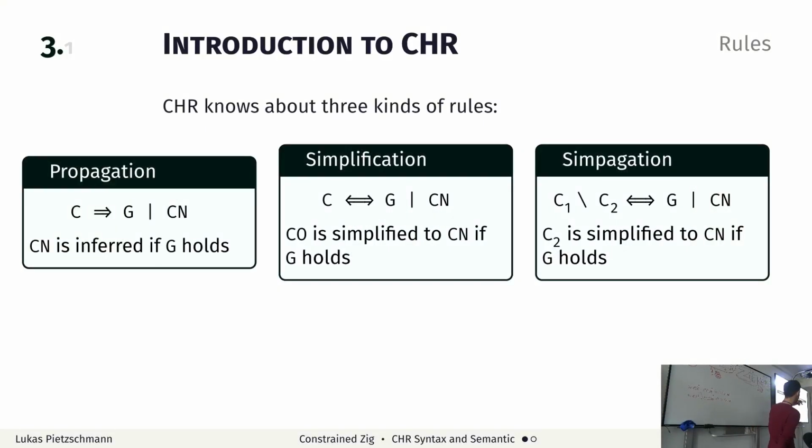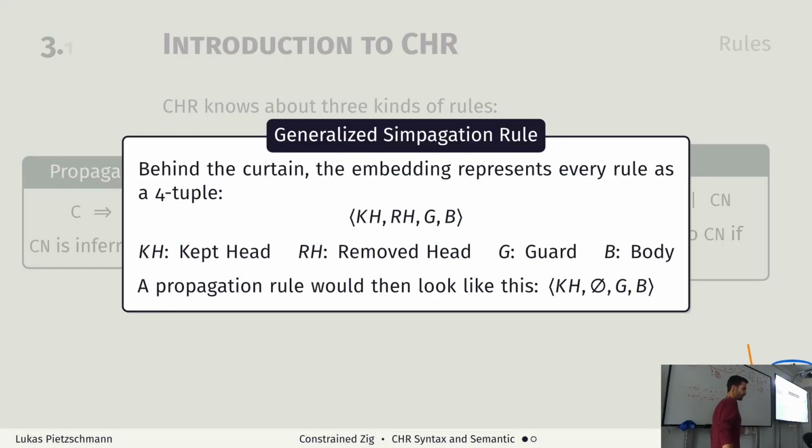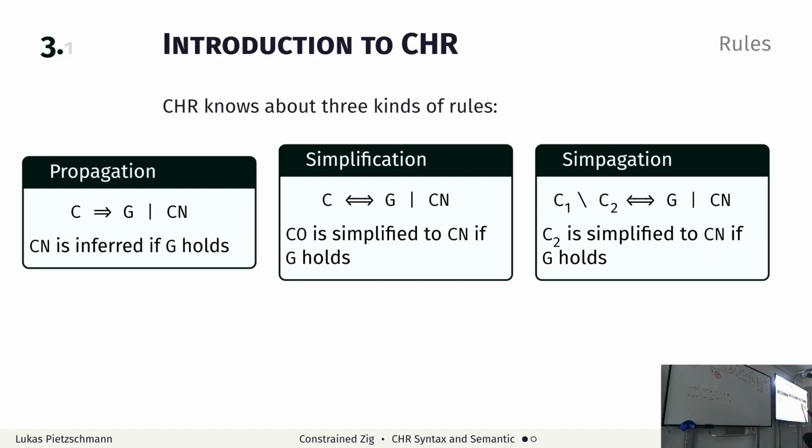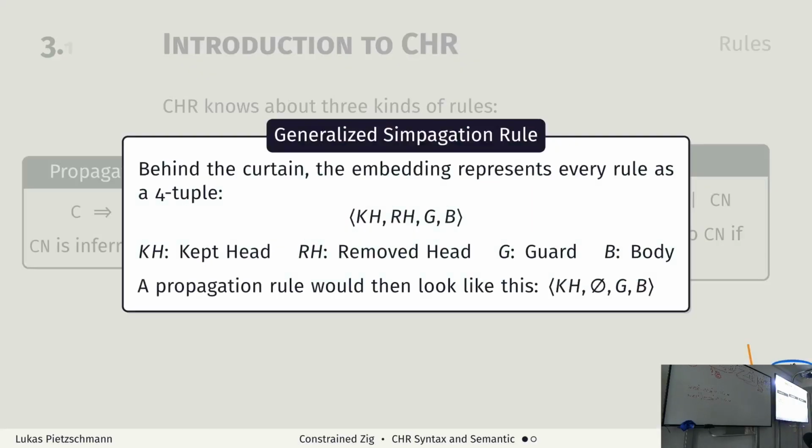You might already have noticed that both propagation and simplification rules are basically expressible with only simplification rules, because simplification can keep constraints and add new ones, but also can remove constraints. So if we later look at what I implemented in Zig, we will notice that the embedding of CHR into Zig only uses simplification rules. And if we would, for example, express a propagation, then we would just keep the removed head part empty. So this part would be the empty set and would not remove anything.